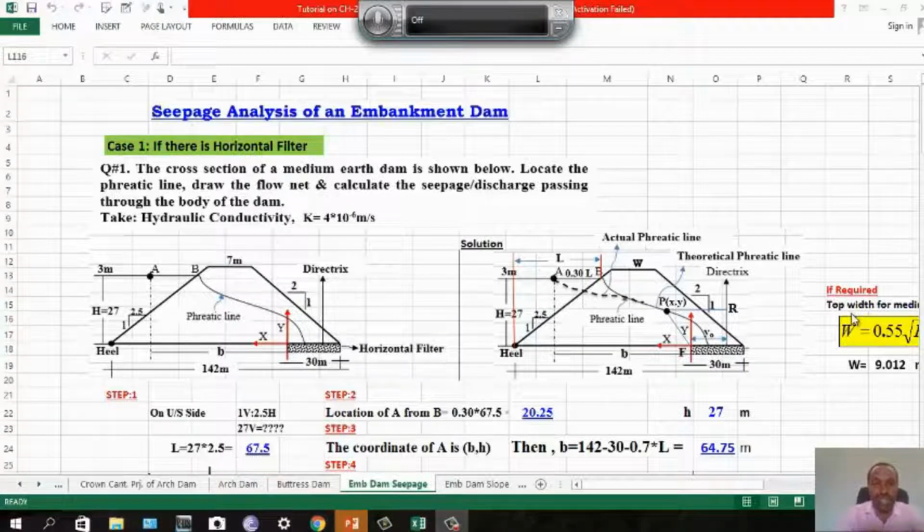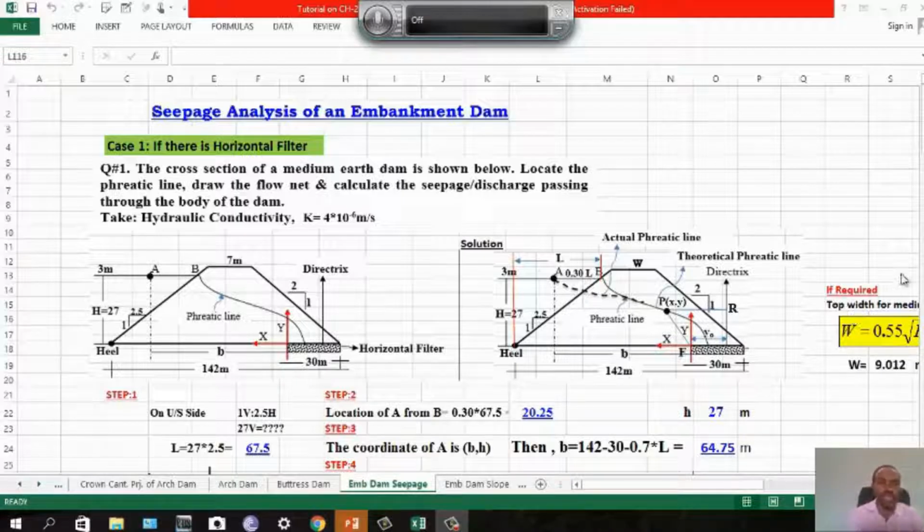Welcome. Now let us proceed with the phreatic analysis of an embankment dam, or seepage through an embankment dam, with two cases. Case one, if there is a horizontal filter, which means a horizontal drainage blanket, what will happen? What will be the seepage discharge under the foundation of the embankment dam and also through the body of the dam? So this example, I think, is very nice and also an illustrative example to do other worksheet problems.